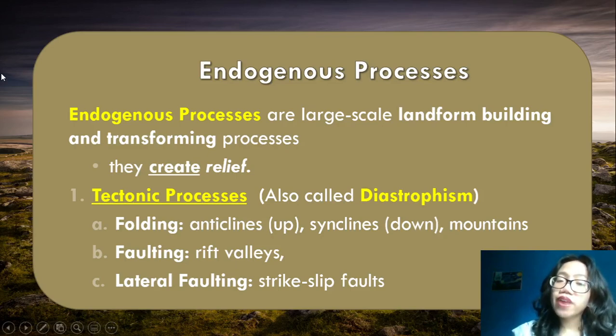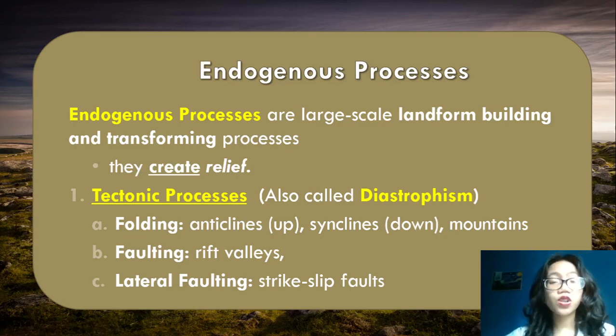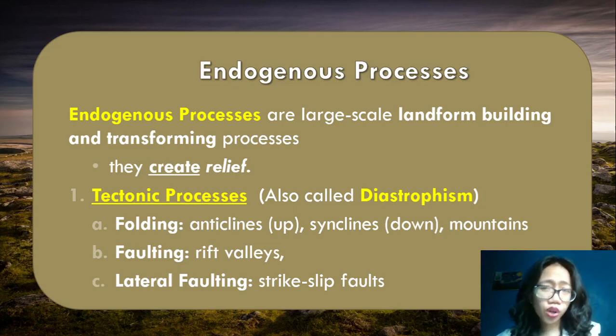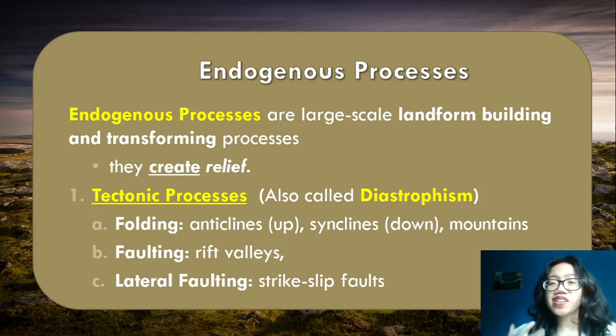First of all, the very famous endogenous process is tectonic processes, or what you may just know as plate tectonics. I think you already know that our crust is not made up of one solid layer, but is actually made up of different pieces or plates, which are usually constantly moving against one another, under or above one another, because of the magma that is moving in our mantle. This is also called diastrophism. The different movements in our tectonic plates can be classified into three.